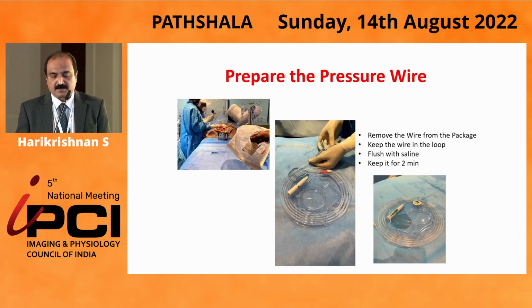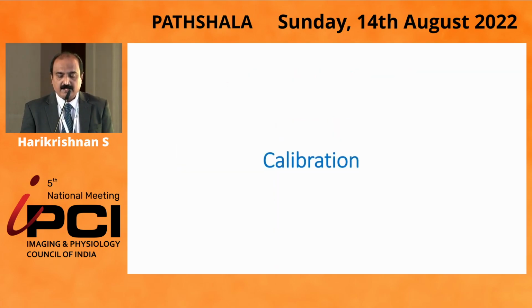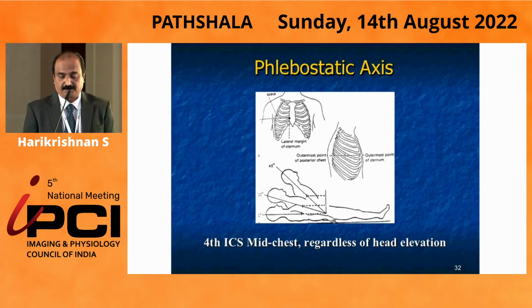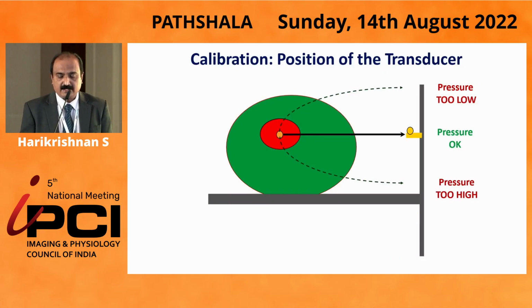So, preparation of the pressure wire: remove the wire from the package, keep the wire in the loop, flush with saline, and wait for some time for the wire to get wet. Next is calibration. Calibration is teaching the system what is zero pressure. For that, we should know the phlebostatic axis: fourth intercostal space, mid-chest, regardless of head elevation. And the catheter position should not change once you have calibrated.